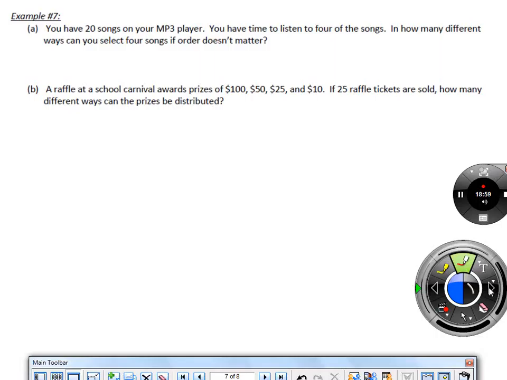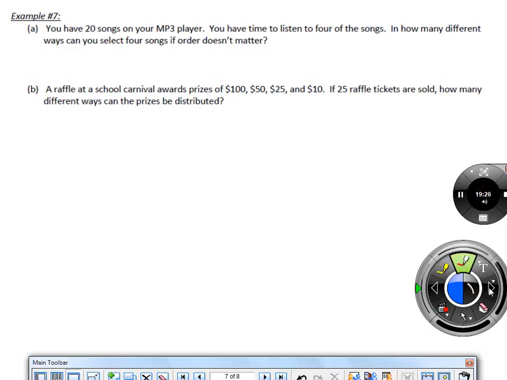So let's say I have 20 songs on my MP3 player. Yeah, I know, kind of old. Okay. So you have time to listen to 4 of them, and how many different ways can you select the 4 songs if order doesn't matter? So you just want to select the 4 songs you're going to listen to. You're not selecting, I'm listening to this first, this second, this third, and this fourth. Just what 4 songs will I listen to? So what type of calculation would I be doing here?